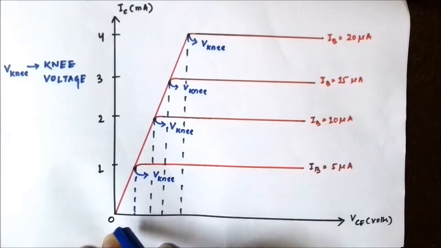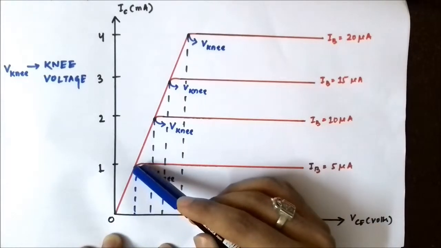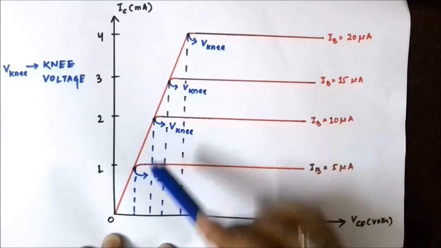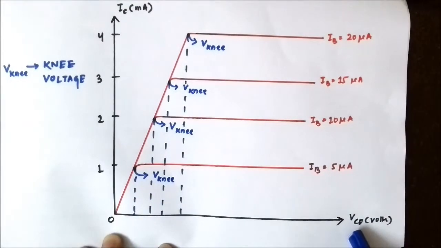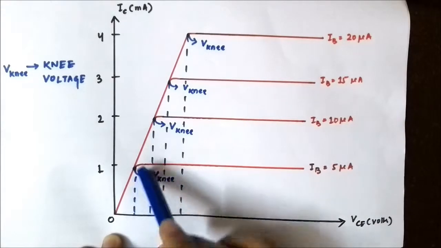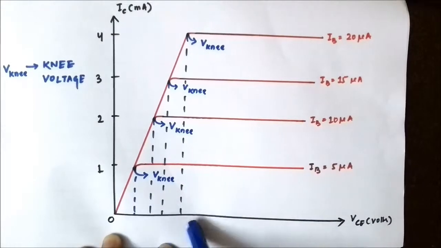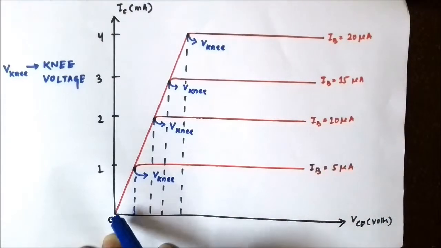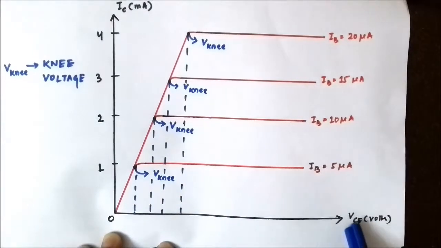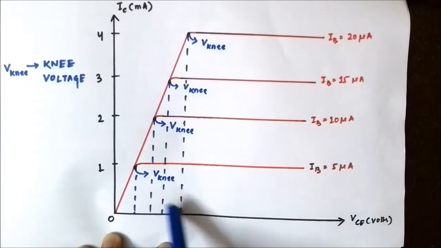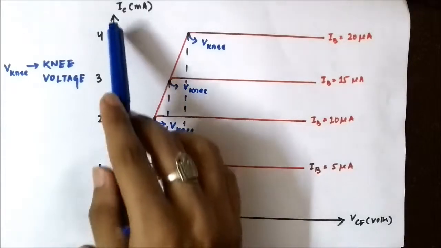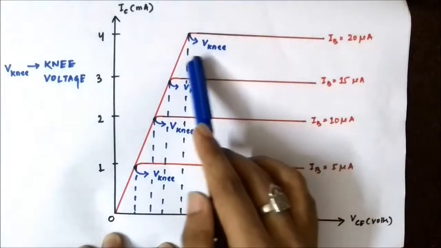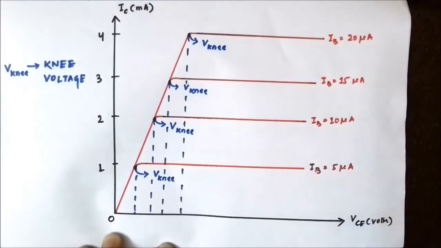Up to this knee voltage, the collector current shows some change with respect to variation in collector emitter voltage. These are the knee voltages for various plots. Now when the collector emitter voltage is increased beyond the knee voltage value, the collector current becomes constant and independent of the collector emitter voltage.